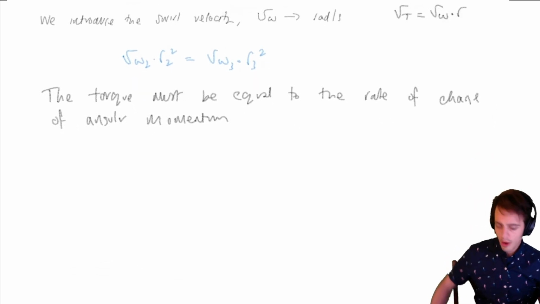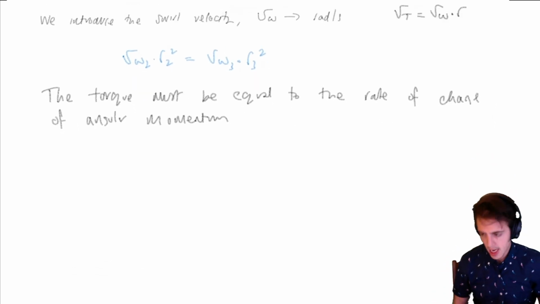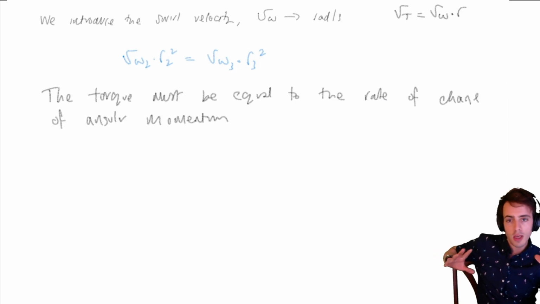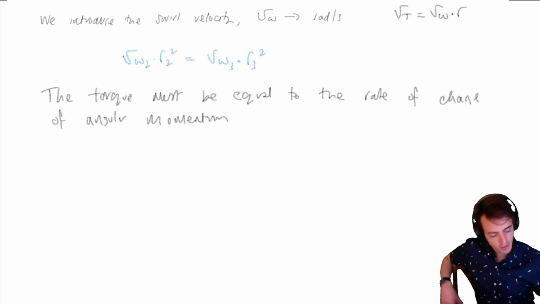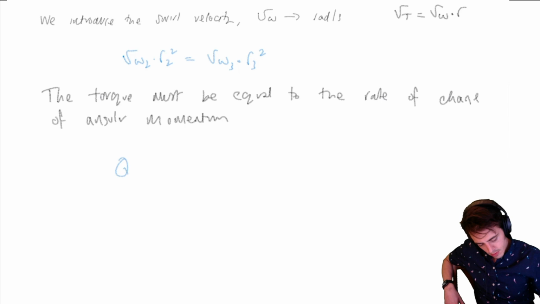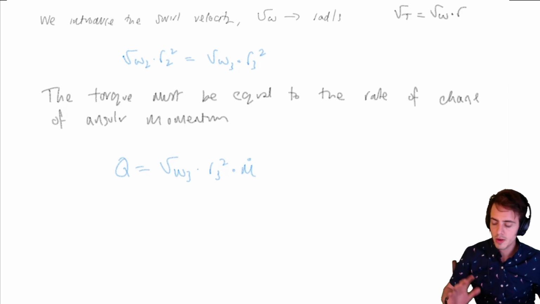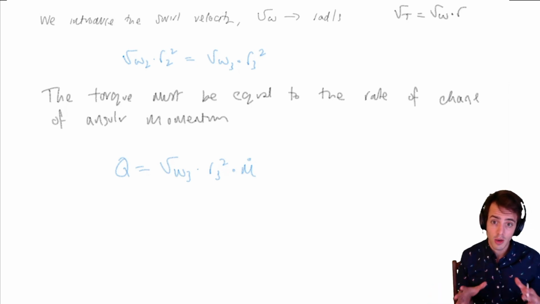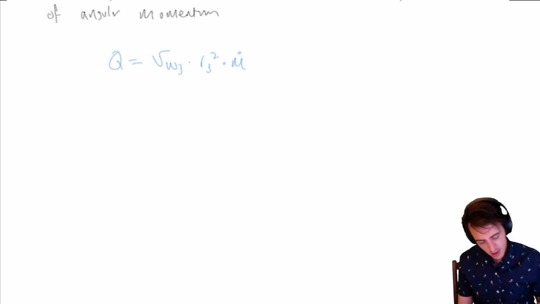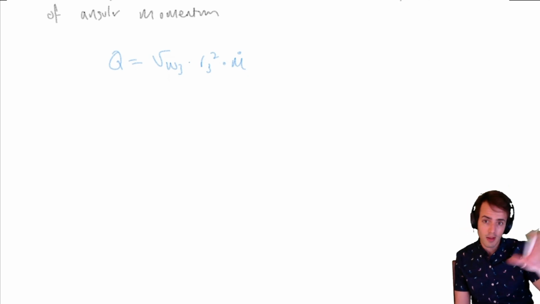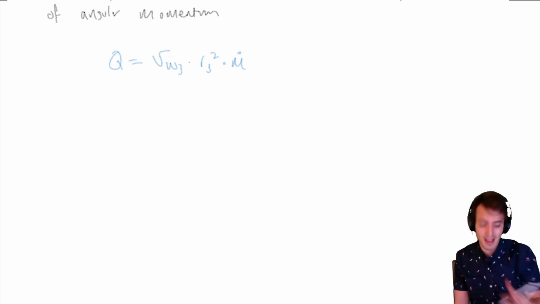Since the only one of these that we can know, we can just pop these into our equation for torque now. So Q has got to be equal to v omega 3 R3 squared multiplied by our mass flow rate. Now if we want to, we can check that this equation is dimensionally consistent.